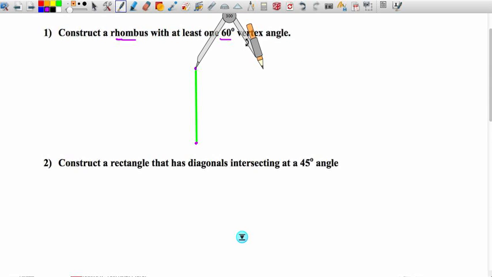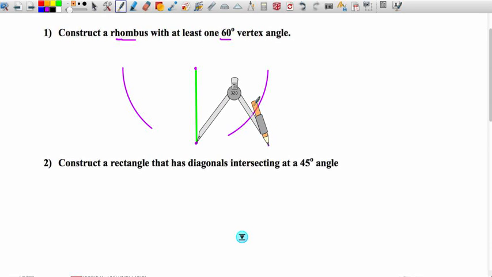In order to get an equilateral triangle, which will give us our 60-degree angle, I'm going to ensure that I have the correct length side, and then all I need to do is rotate to the one side and draw an arc. I'm going to rotate around and do the same thing on the opposite side, and then move to the opposite vertex and repeat the same process.